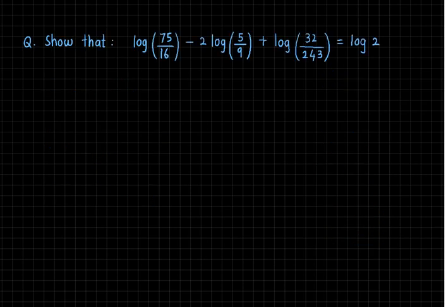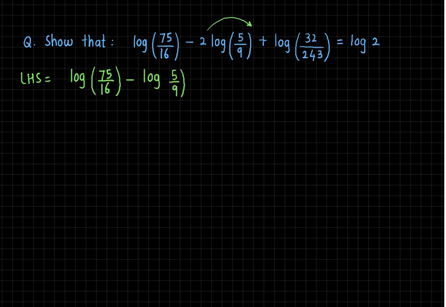Let's go ahead and solve the next question. Now here we have to show that the expression given on left hand side is equal to log 2. If you observe, we have not given the base, so it just means that it does not matter what base is to be considered in this example, right? So let us start off with simplifying the LHS. We have the first term, that is log of 75 upon 16 minus. Now this 2 can be sent on top of 5 by 9 as the exponent, so that can be written as log of 5 by 9 the whole square, right, plus log of 32 upon 243.